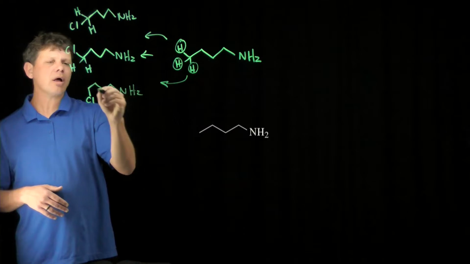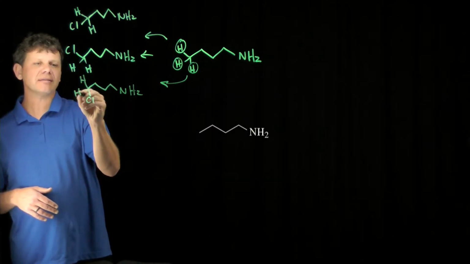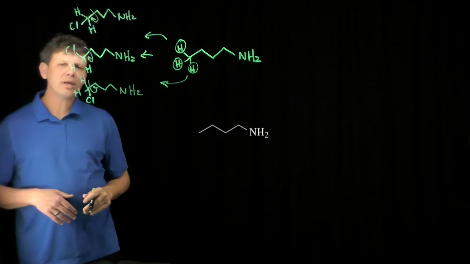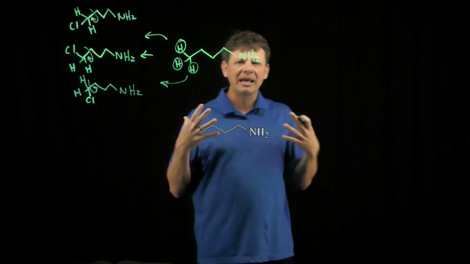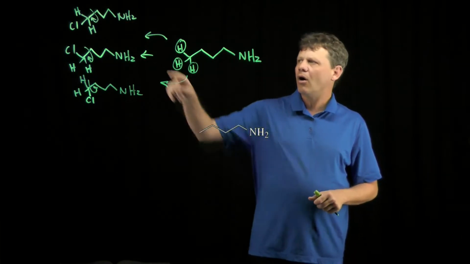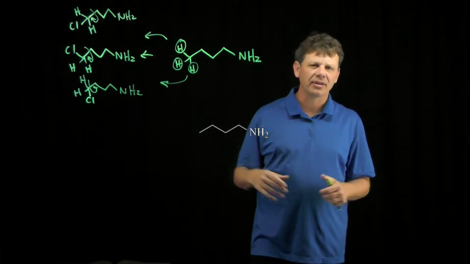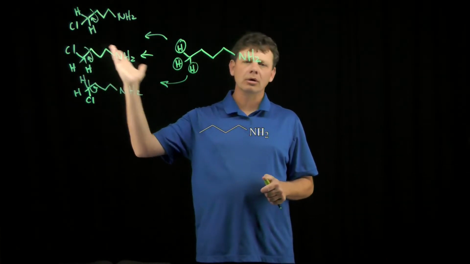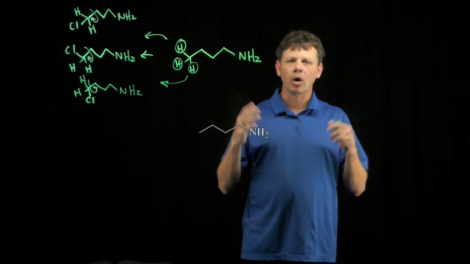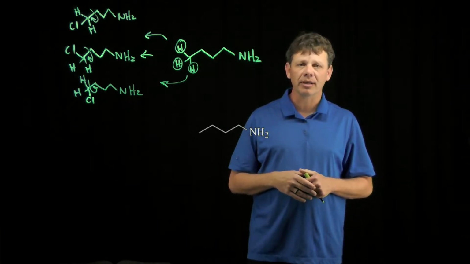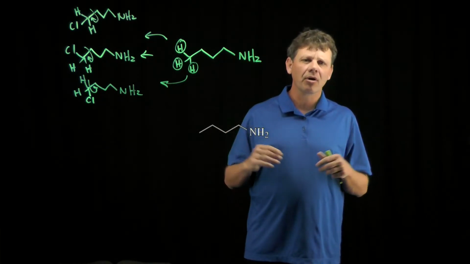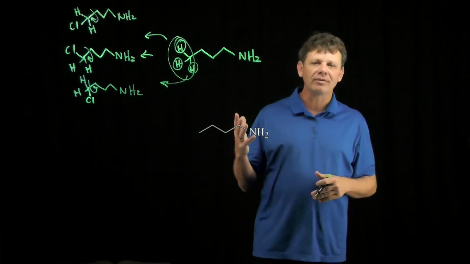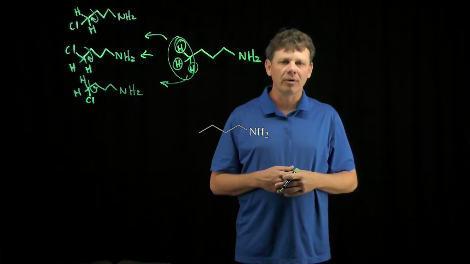Now, the way I've drawn them might make them look different, but remember, there's free rotation around these bonds, and how we've drawn it is just my convention. It's the way I drew it. All three of these molecules are technically the same. If we were naming them, we might call it 1, 2, 3, 4 chloro pentan 1 amine. We don't need to know nomenclature, but they'd all have the same name, which means they're all the same molecule, which means all of these three hydrogens are equivalent. That is one set of equivalent hydrogens.